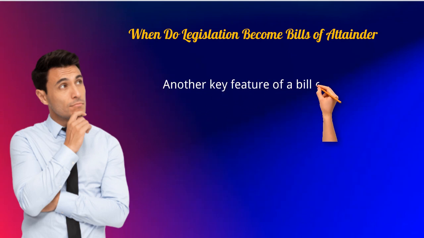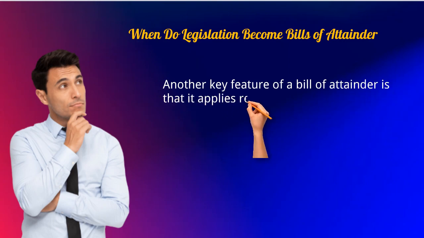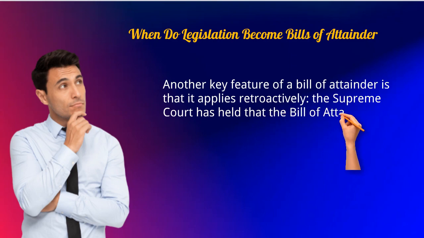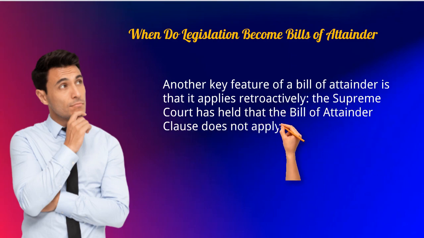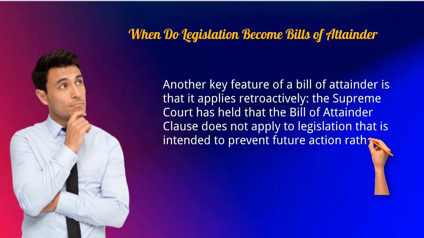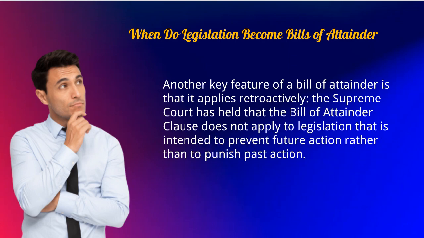Another key feature of a bill of attainder is that it applies retroactively. The Supreme Court has held that the bill of attainder clause does not apply to legislation that is intended to prevent future action, rather than to punish past action.